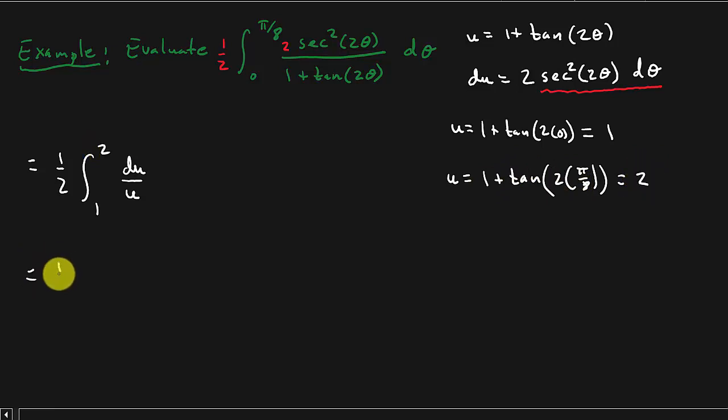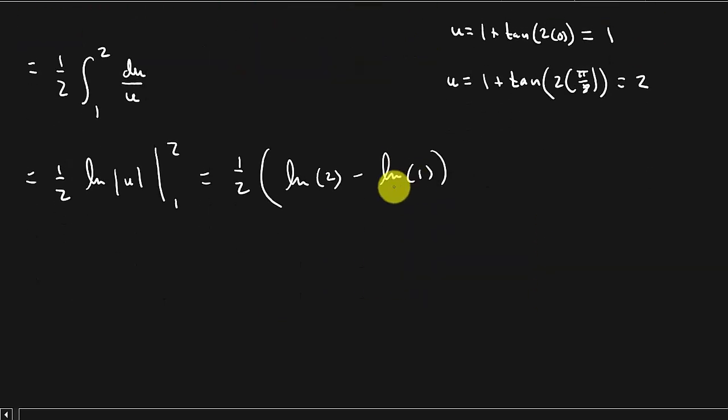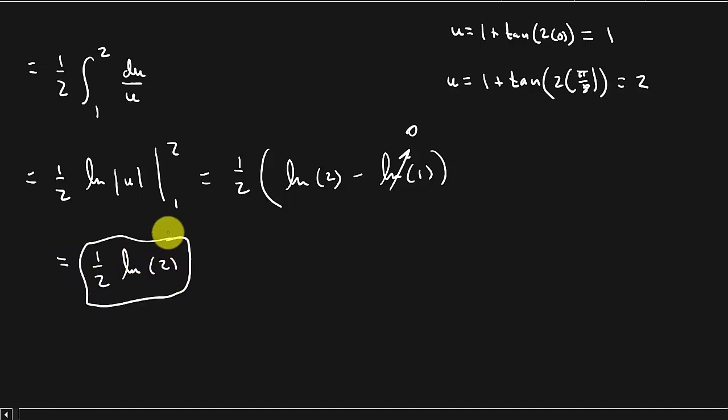All right, and so we have 1/2 times natural log, absolute value of u from 1 to 2. And so that's going to be 1/2 times natural log of 2 minus the natural log of 1. And so the natural log of 1 is 0. Remember, anytime you take the log of 1, no matter what the base is, that's 0. And so our answer is 1/2 natural log 2. And there's your answer. And yes, if you wanted to, you could punch that in your calculator, but really there's no sense in it, so just leave it like that.